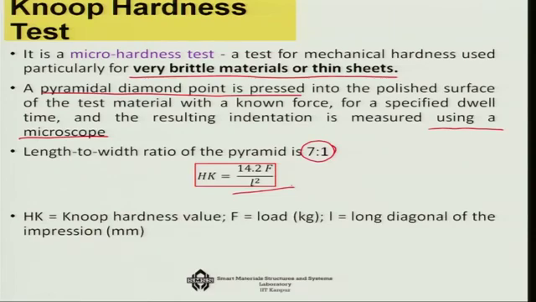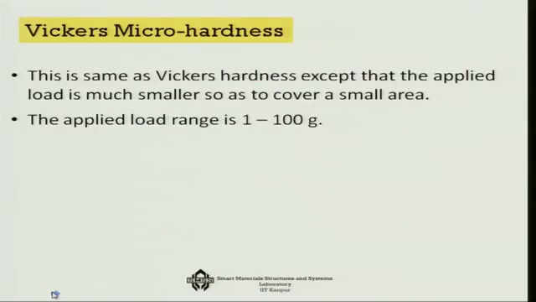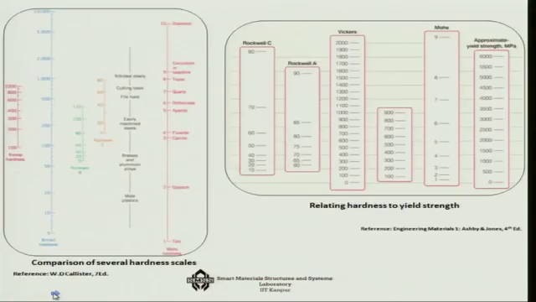So, you can use this relationship to get the Knoop hardness value. As you can see here, F is the load in kg, and that load is substantially smaller in comparison to the macro hardness tests. The other one is the Vickers micro hardness test. Here also you can see that the load range is 1 to 100 grams. That is the kind of thing we are talking about when we talk about micro hardness tests.